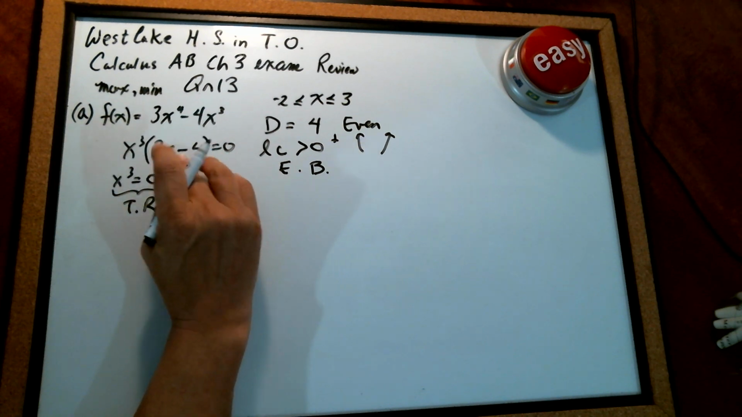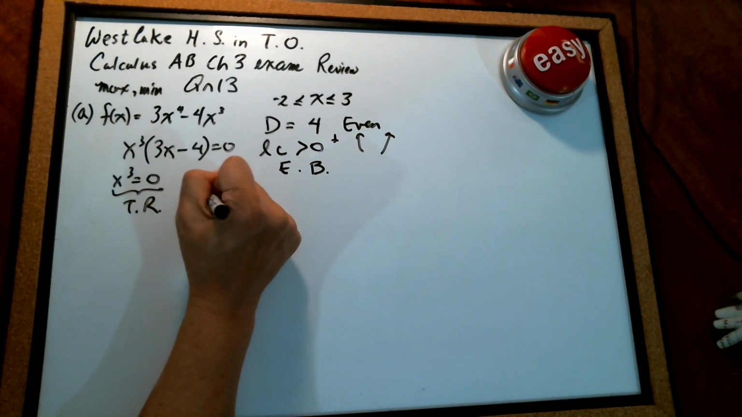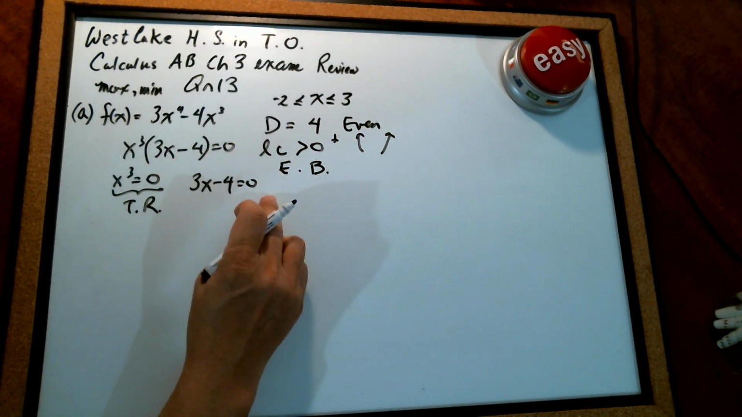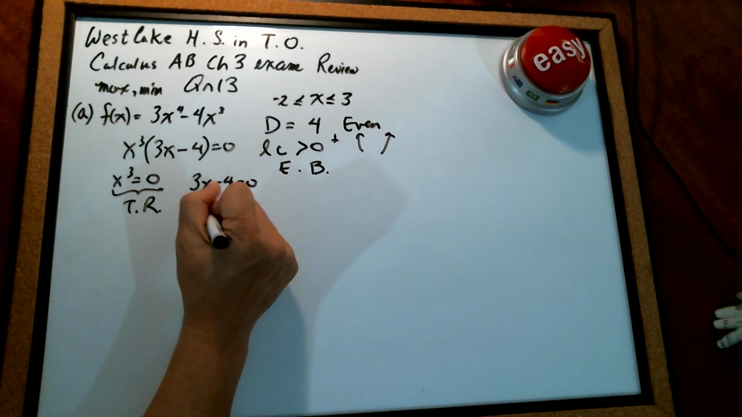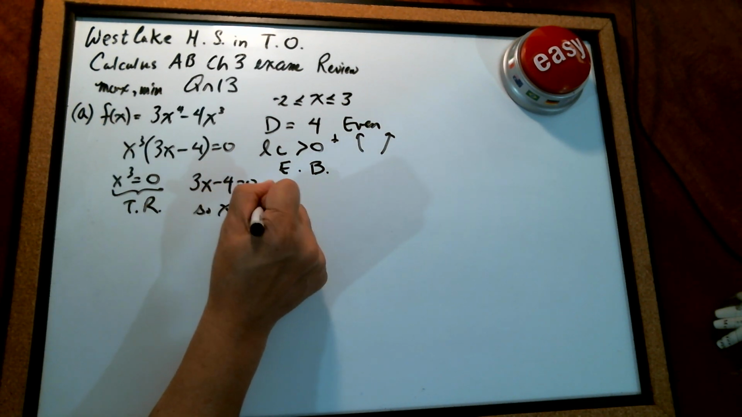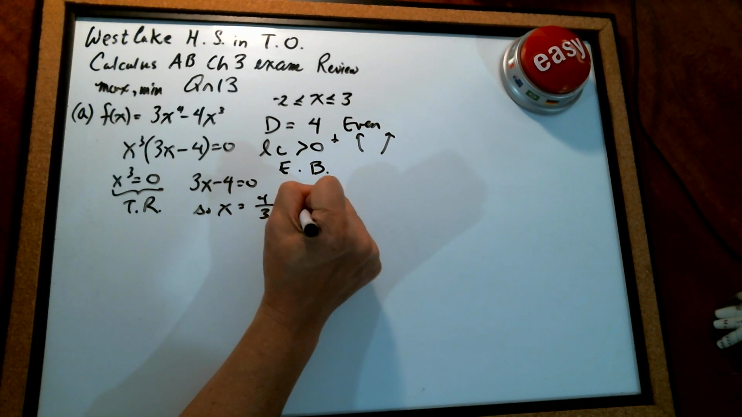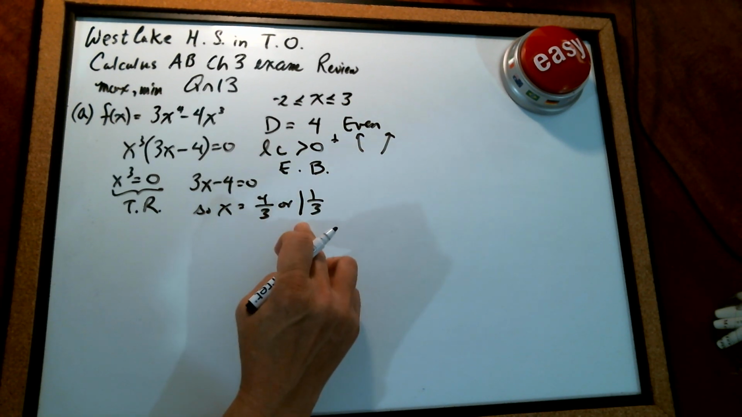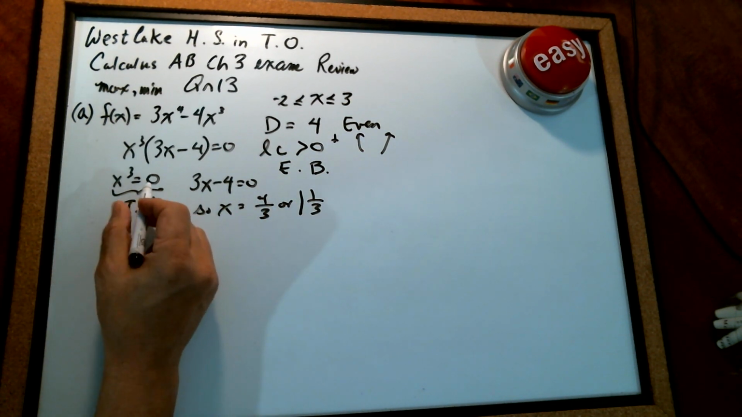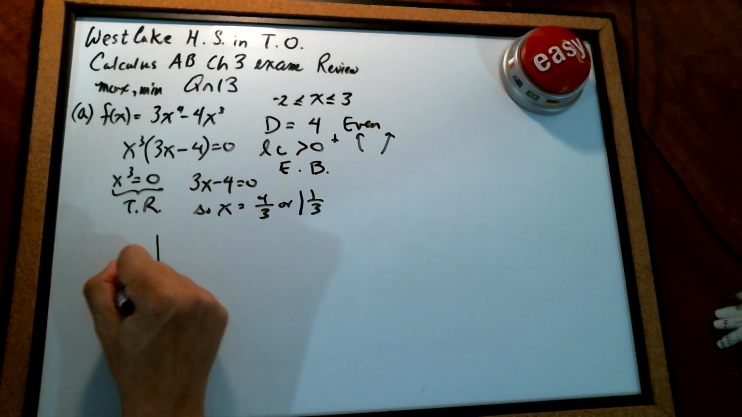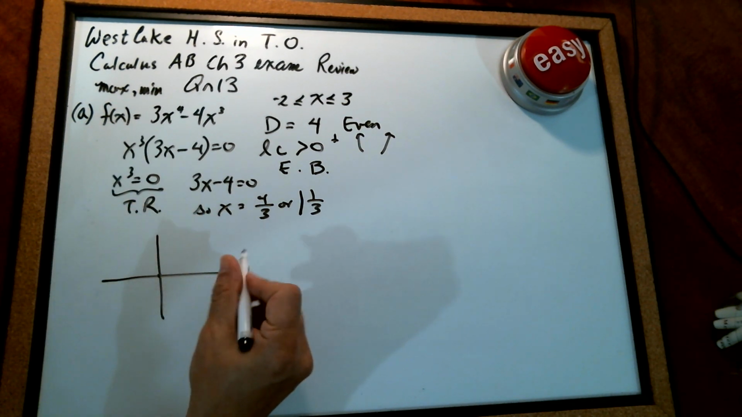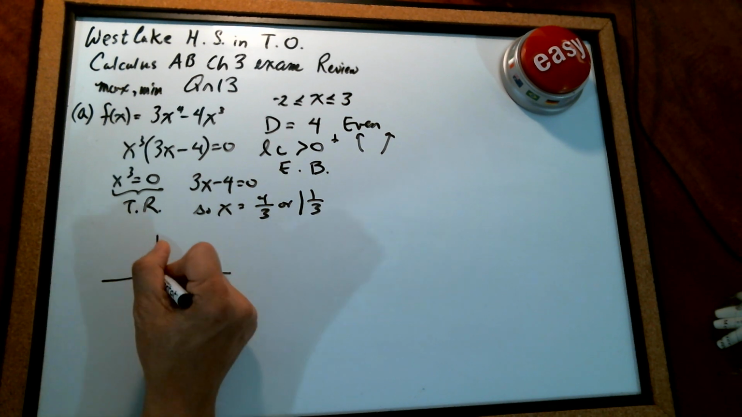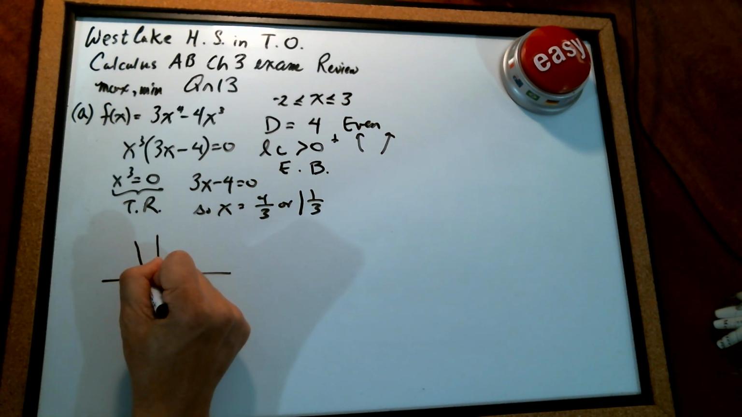You also have another factor, 3x minus 4 equal to 0. Move the 4 over, divide by 3. So x equals 4 over 3, or 1 and 1/3. That will be another root. So there's a triple root at x equals 0, and 1 and 1/3 as well. So it kind of looks like this.